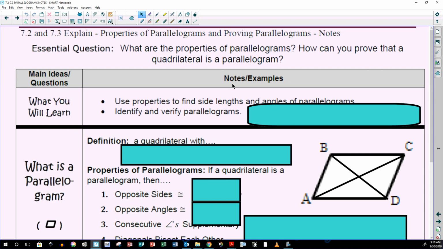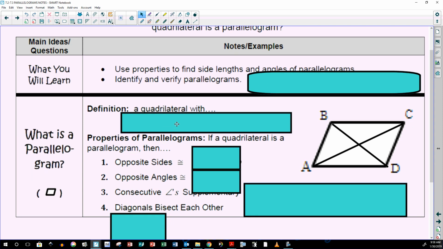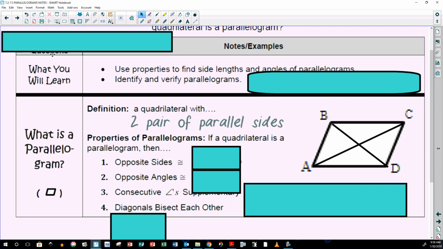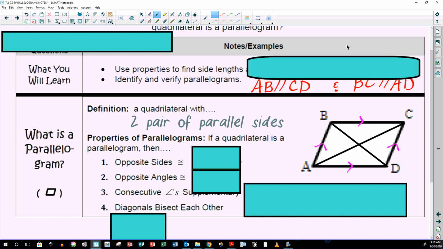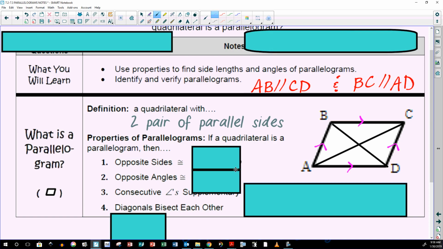it is a parallelogram. So if I tell you it's a parallelogram, then it has 2 pair of parallel sides. So it would look like this. This side is parallel to this side, and this side is parallel to this side. So you would have AB is parallel to CD, and BC is parallel to AD.